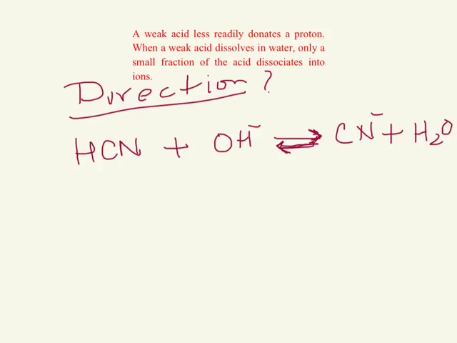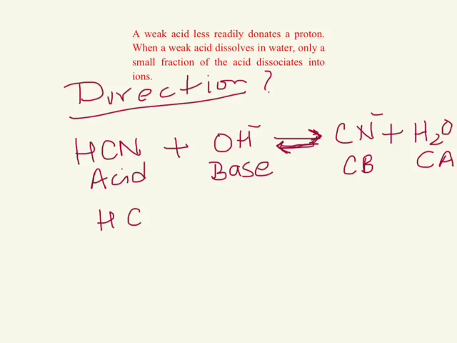So first, let's label them acid, base. This is an acid. This is the conjugate base. This is the base. This is the conjugate acid here. Now, why is HCN an acid? Because it donates a proton to form CN minus. And OH minus is a base accepting the proton to form water. So find out what two acids are present in this reaction: HCN and H2O. These are the two acids present here.